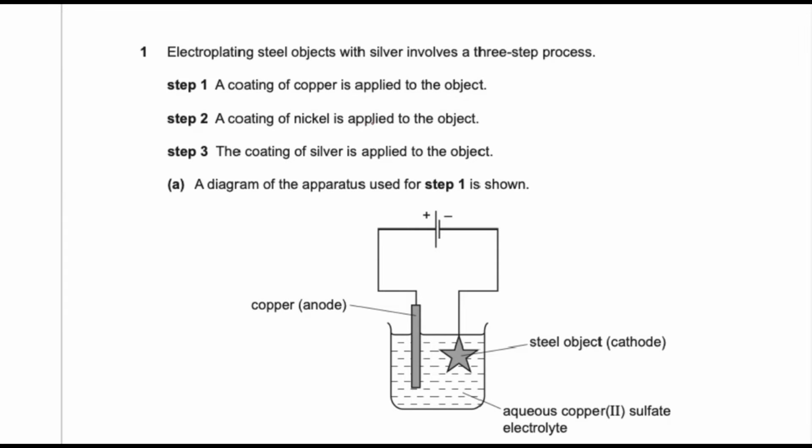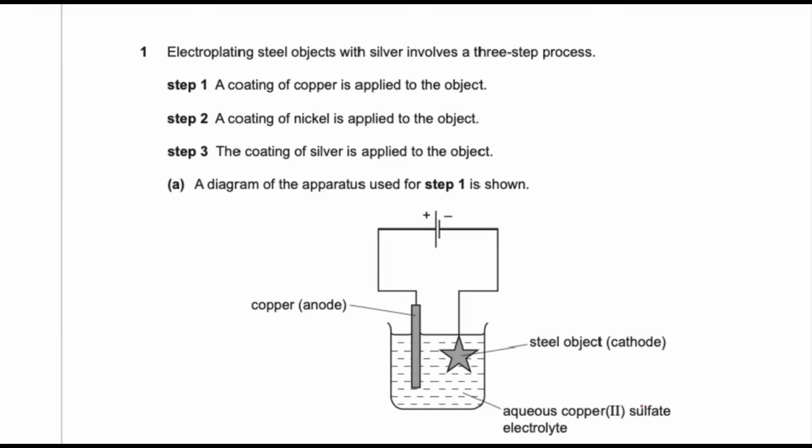Then a coating of nickel is applied to the object. That means you put copper first, then you put nickel, then you put silver. So you need to keep changing your anode, in other words. From copper, change to nickel. When you use nickel, the electrolyte must have nickel ions present. Then step three, you change to silver, so the anode changes to silver, then the electrolyte changes to aqueous silver something. So the metal ion must be there in the electrolyte.